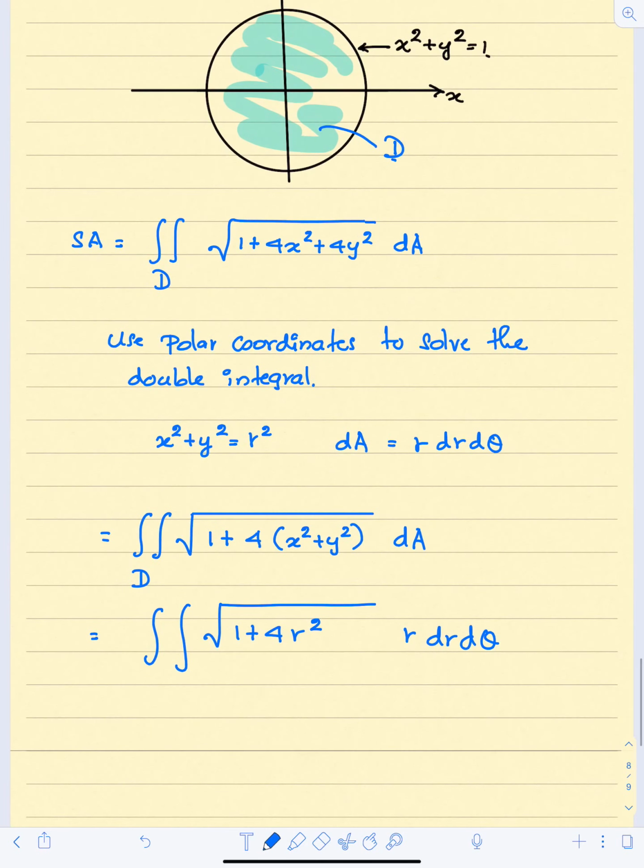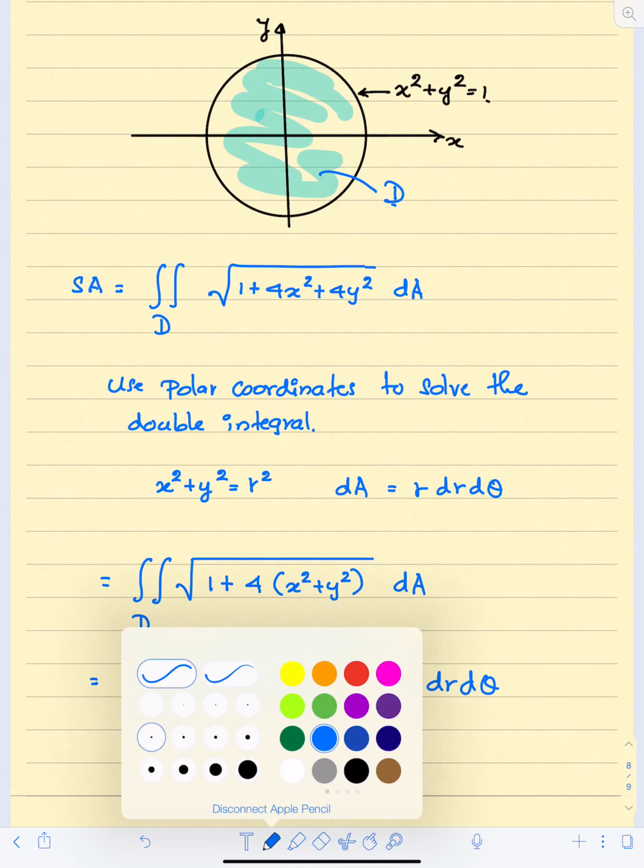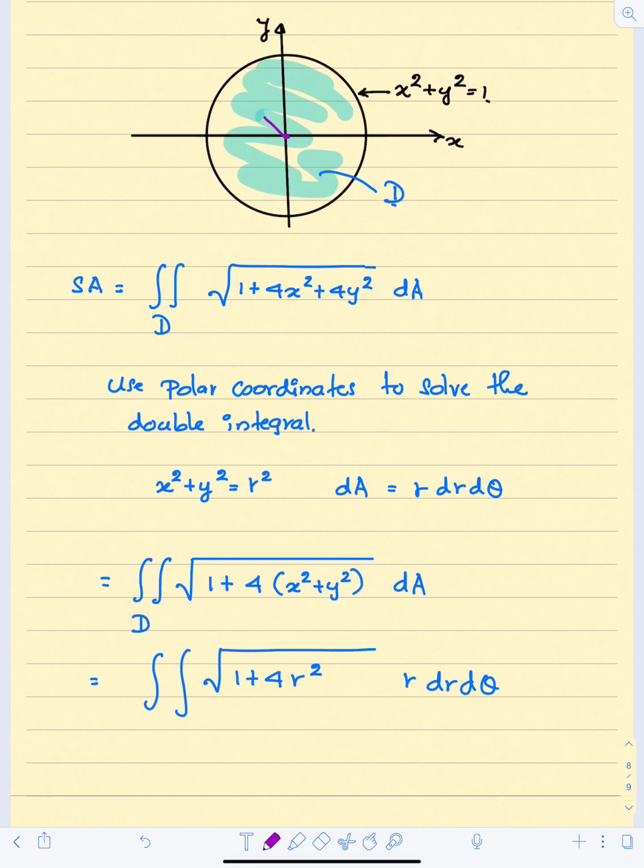Okay, now let's figure out the limits. r is the radial distance from the origin. Therefore the lower limit of r should be 0, and the upper limit of r is given by this circle, and this distance is r equals 1. And theta is the angle that goes from 0 to 2 pi.